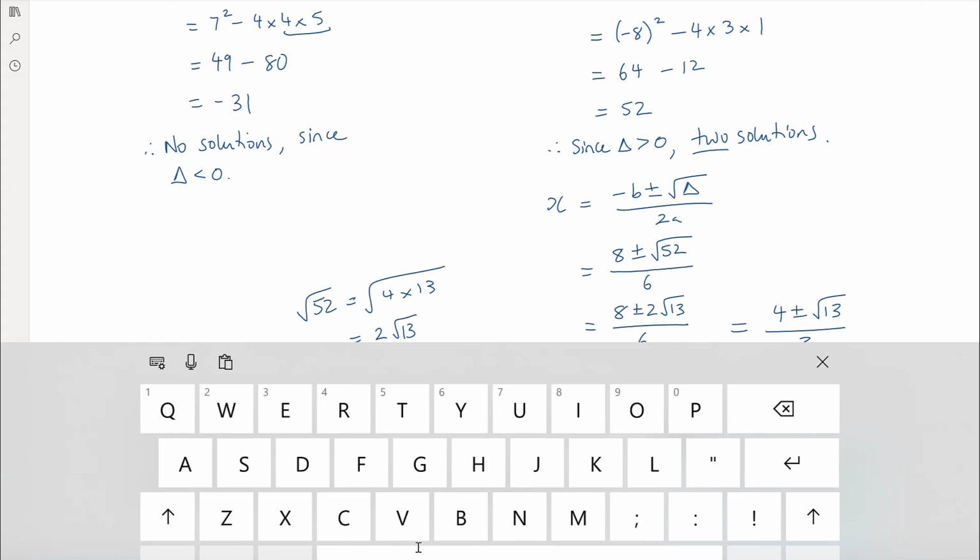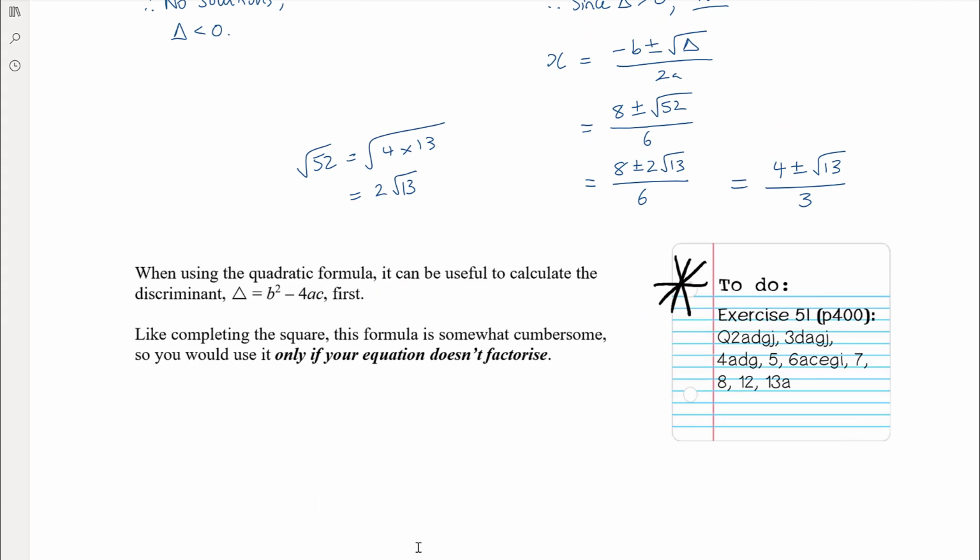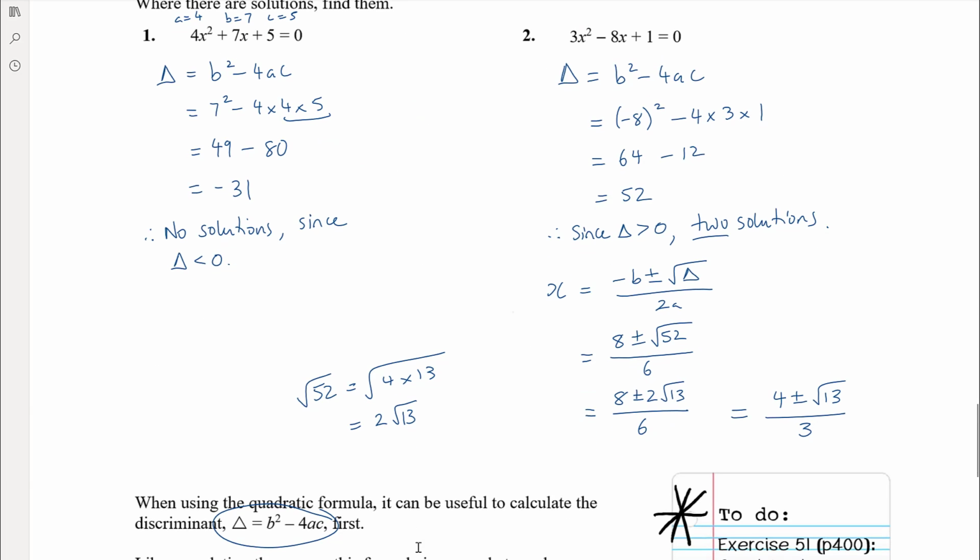So as we've seen here, it can be useful to calculate the discriminant b squared minus 4ac first, because even if there are solutions, all you've done is save yourself a bit of energy and it allows you to go straight to this point down here.